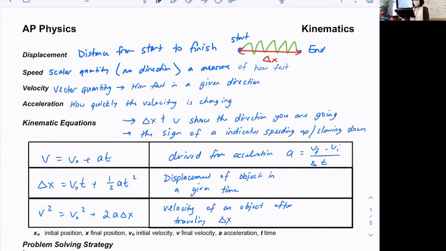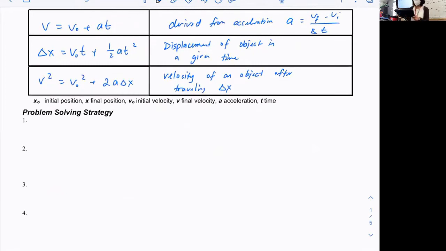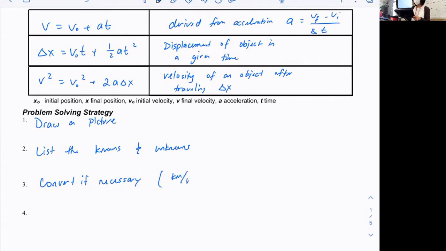Okay. So problem-solving strategy. And this is almost with any situation in physics. The first thing you have to do is draw a picture. How is it moving? This also entails, like in future units, are there forces acting on it? Are there initial conditions versus final conditions? Second thing is just list the knowns. With kinematics, convert if necessary. So meaning if you've got kilometers per hour, what units do you need to be in? Can't be in kilometers per hour. You got to be in meters per second. Okay. So keep that in mind. You need to be in meters per second whenever we're doing our units. And then determine what equation you can use.